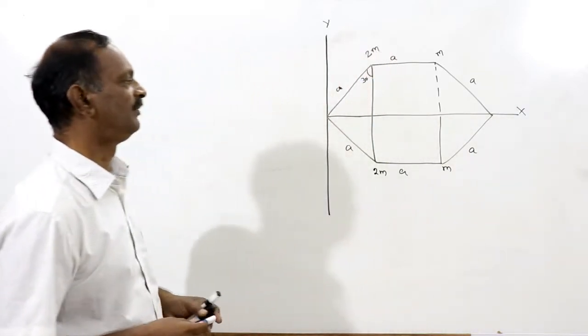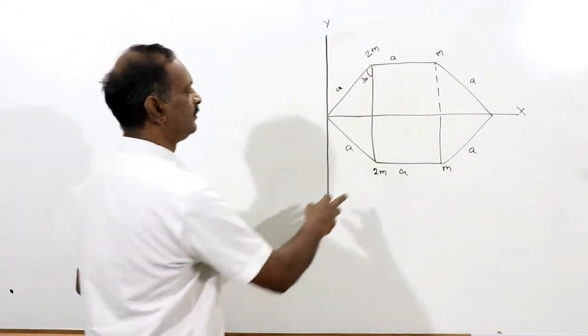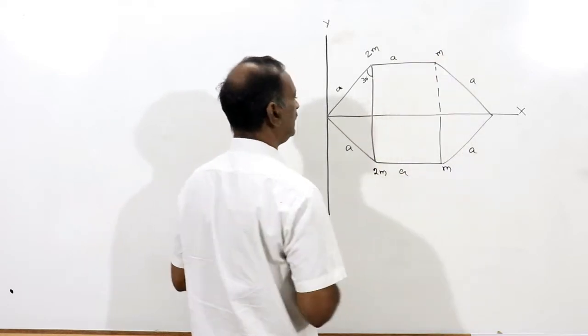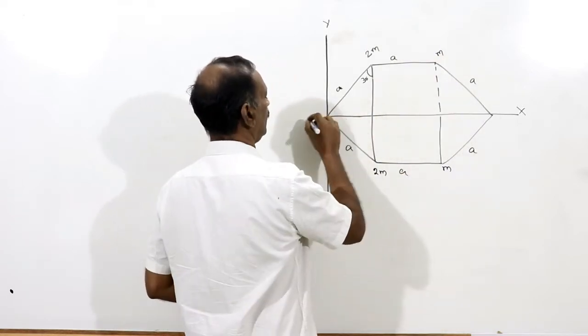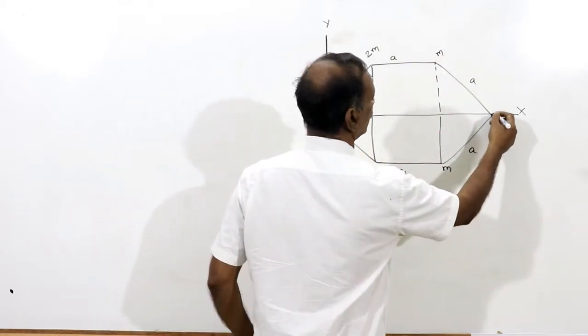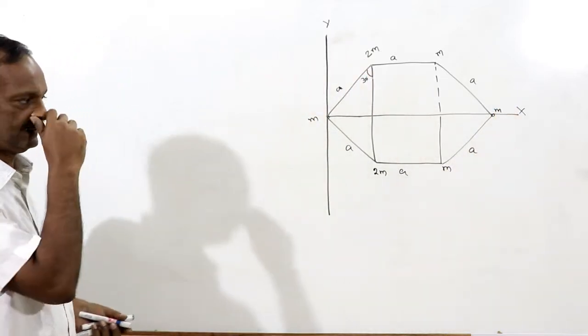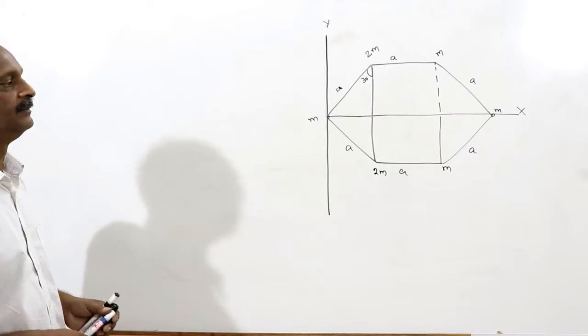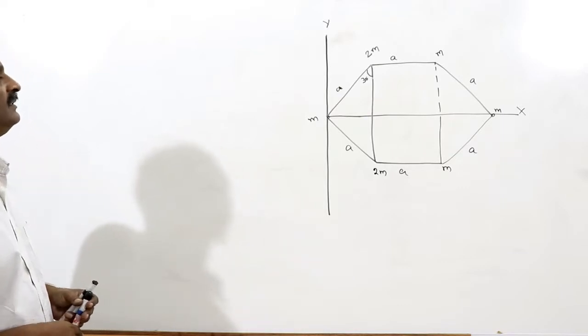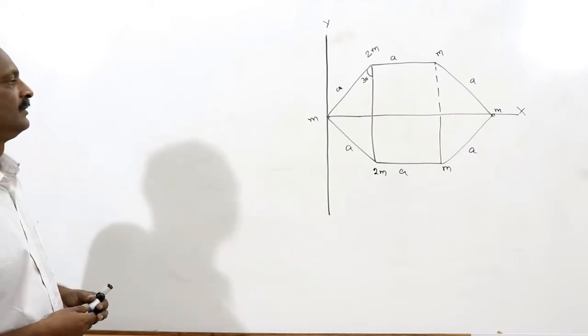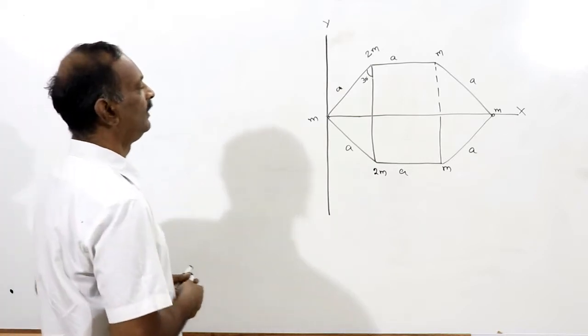In this problem we have to find the center of mass of masses 2m, 2m, m, m, and here also m, m, where the entire mass is supposed to be concentrated. That is, we have to find the CM of this figure. So now let us calculate.